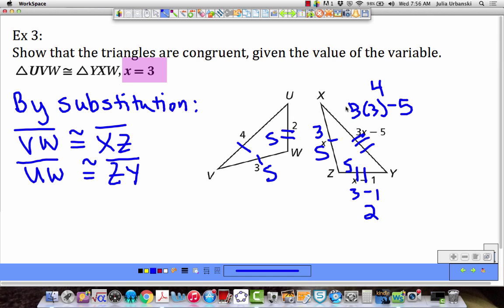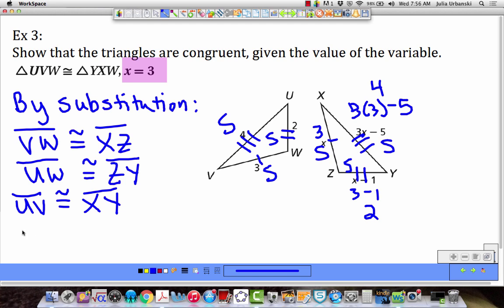The XY is equal to what then? UV, yep, because they both came equal to 4. So UV is congruent to XY. And now we have everything we need. We have 3 pairs of sides that are congruent just by substituting it in.